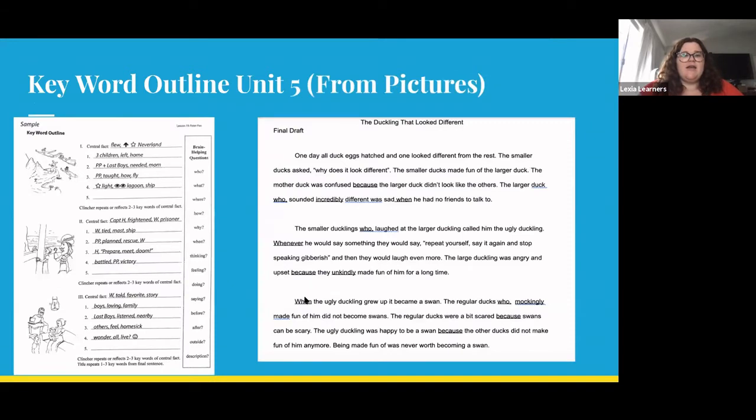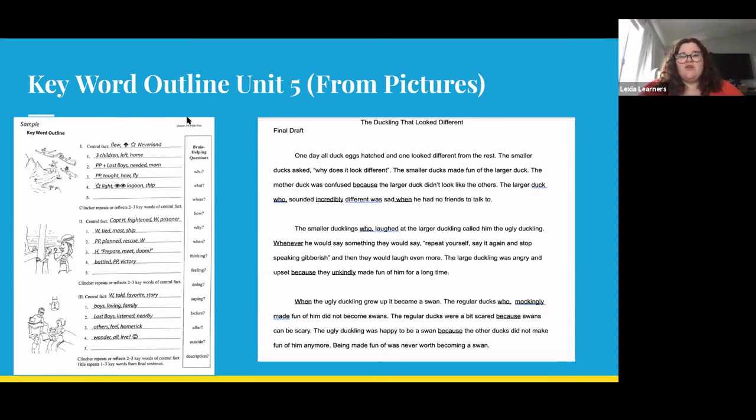Unit 5, there is nothing to read. Nothing to read whatsoever. They have to come up with their story on their own. So this is a different picture to the final draft because I didn't have both of them. So all they're given is pictures. It may be a story that they've already known, like this one is Peter Pan. But they have to come up with all of those pieces of information themselves. So they have to come up with what's happening in that picture.